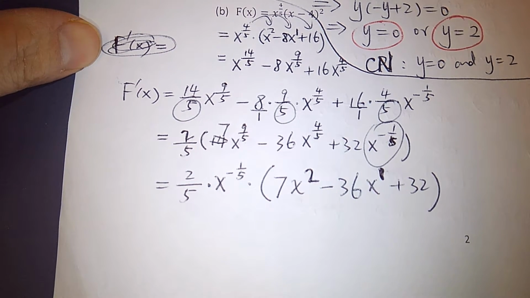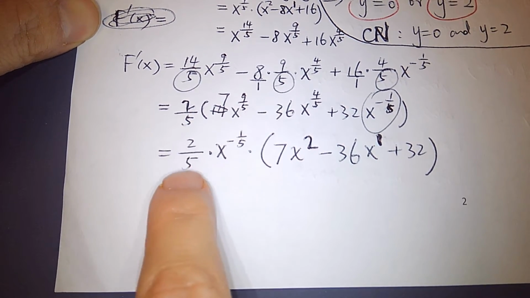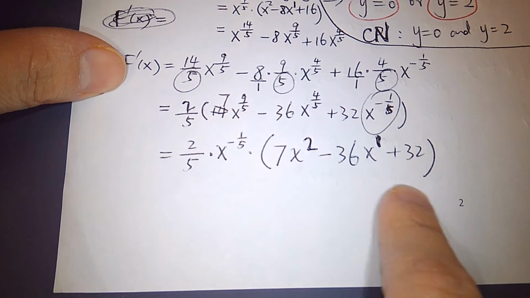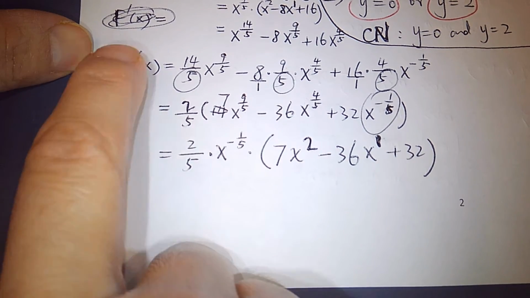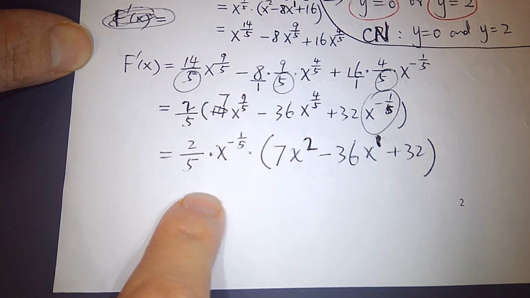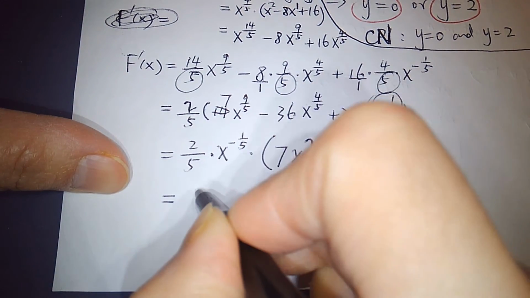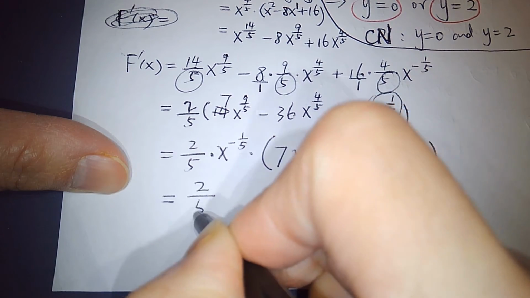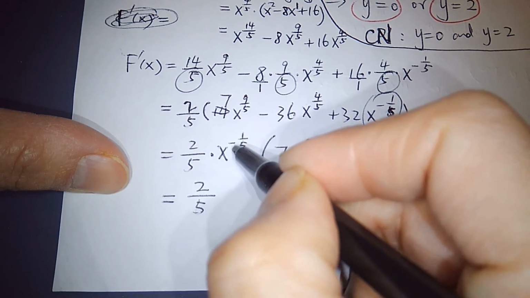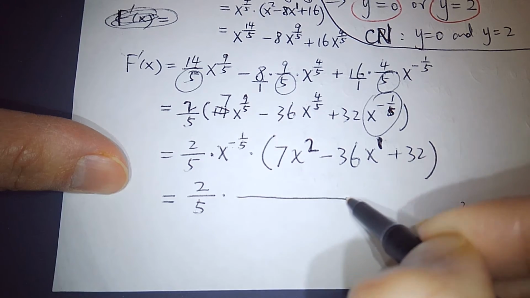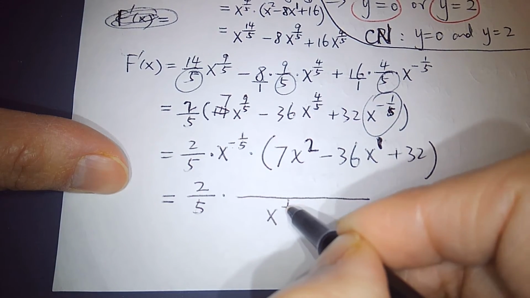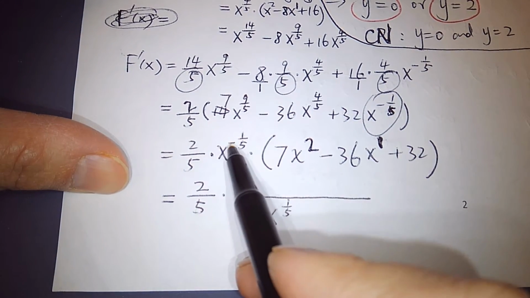And why are we factoring? Because eventually we want the derivative equal 0 or the denominator equal 0, right? So we have to factor. I'm going to put the 2 over 5 here. This x to the negative 1/5 can be written as x to the 1/5 on the bottom, because the exponent is negative 1, right?